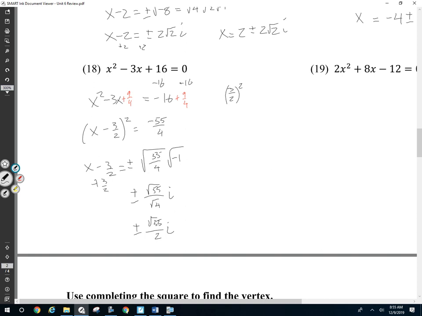Add the 3 halves to finish it off. This is a tricky one for sure. I wouldn't expect something like this on the on-level test, where we had a fraction used to complete the square.